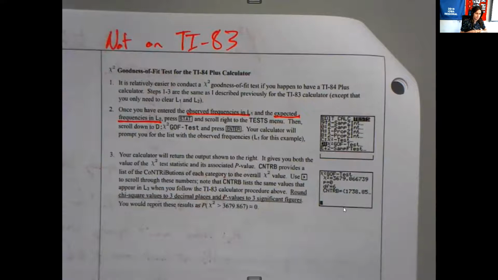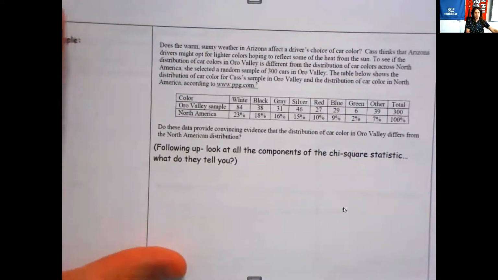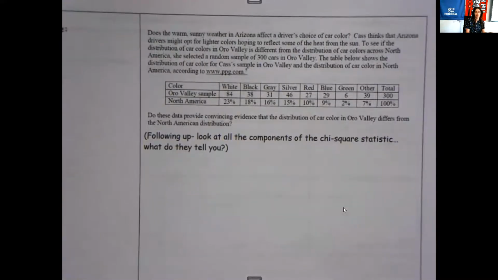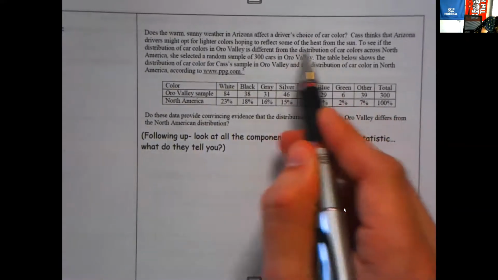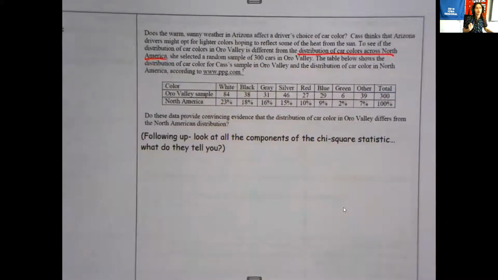And you can. So let's do this one last example. Is this last example, right? Yes, last example. We're going to do this in the calculator, show you how this works. So does the warm, sunny weather in Arizona affect a driver's choice of car? Cass thinks that Arizona drivers might opt for lighter cars, hoping to reflect some of the heat from the sun. To see if the distribution of car colors in Oro Valley is different from the distribution of car colors across North America, she selects a random sample of 300 cars from Oro Valley.